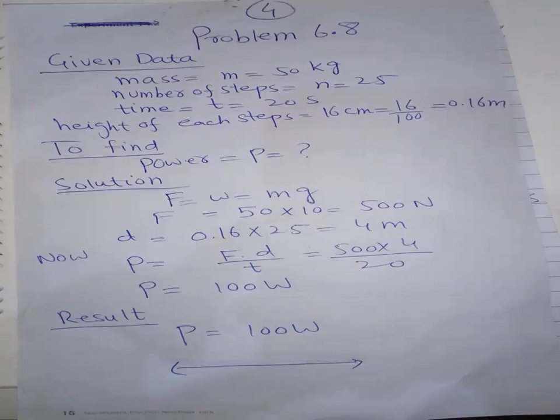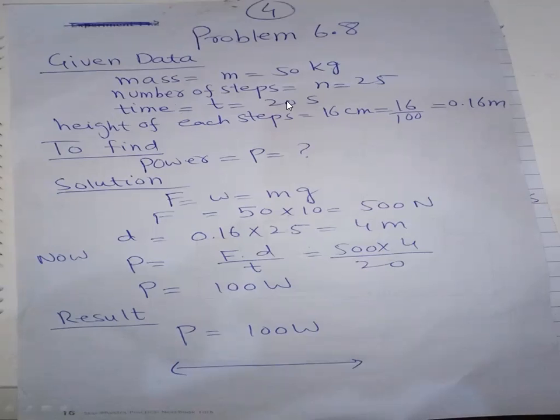25 steps up in 20 seconds. Find his power if each step is 16 centimeters high. You can see the figure. A man is moving up, and he's covering 25 steps of the stairs. Mass M is given to me, 50 kilogram, and the number of steps he has moved is N equal to 25.